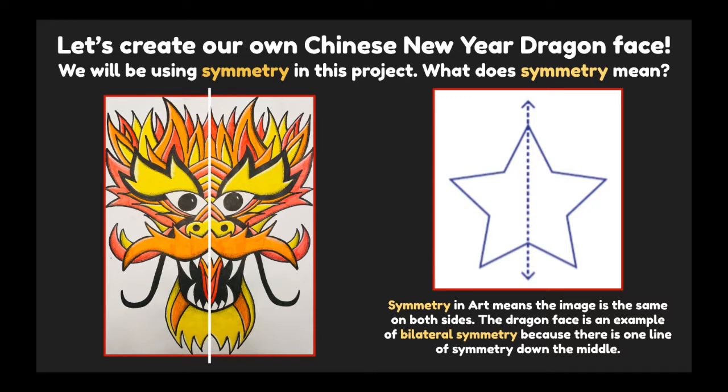The star is an example of bilateral symmetry where that dashed line goes directly down the middle and both sides are the same. We're going to try to draw a symmetrical dragon face today, but we're going to focus on drawing one side and tracing the other side.